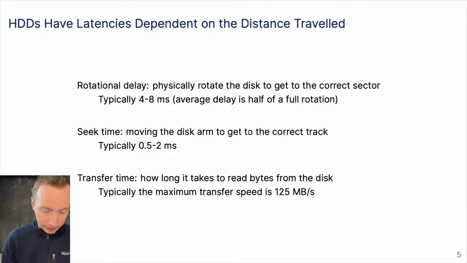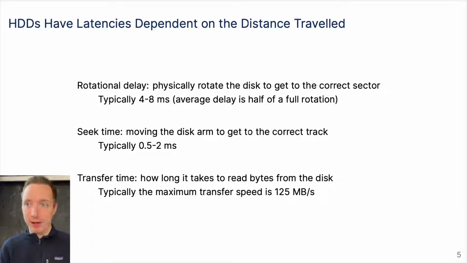And then the transfer time is how long it takes to actually read bytes from the disk, assuming everything is sequential and in order, and we're just reading it as fast as we can from that magnetic head. And typically the maximum transfer speed for these kinds of disks is going to be somewhere in the neighborhood of 125 megabytes a second, maybe 150, while our NVMe drives now are like 7,000 megabytes a second or something like that. So relatively slow, but still much, much cheaper.